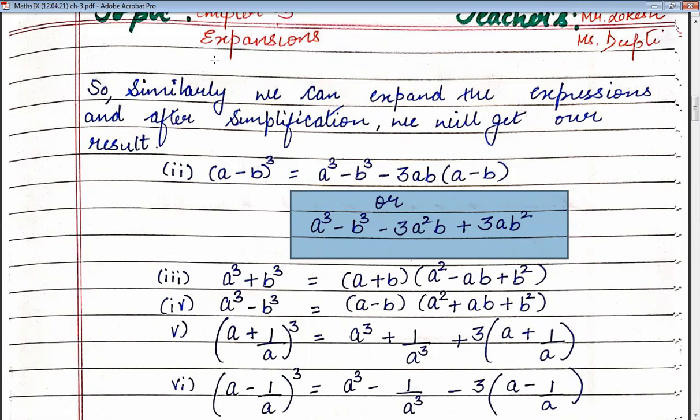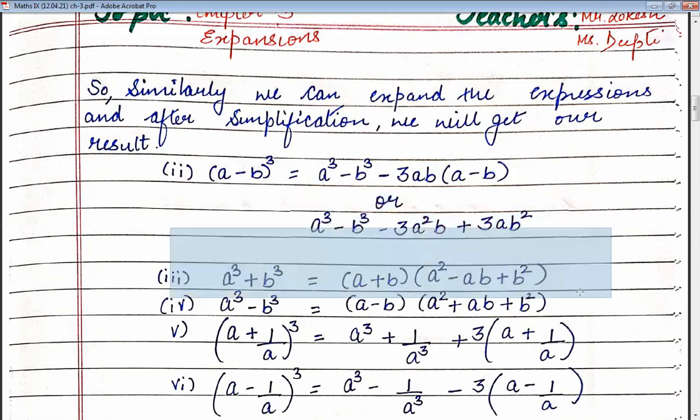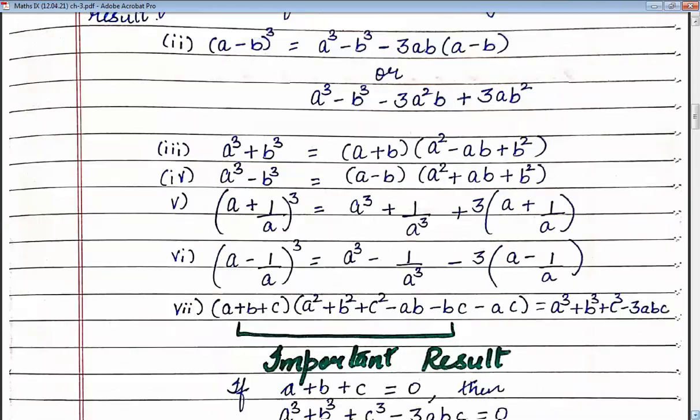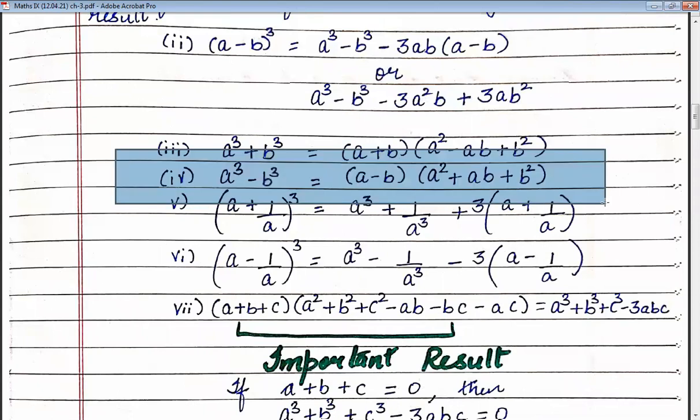Now let's move on to our next identity, that is a cube plus b cube. Children, it is direct; you have to learn this formula. It is a cube plus b cube is equal to (a plus b) times (a square minus ab plus b square). Now the next one is a cube minus b cube. It is (a minus b) times (a square plus ab plus b square).